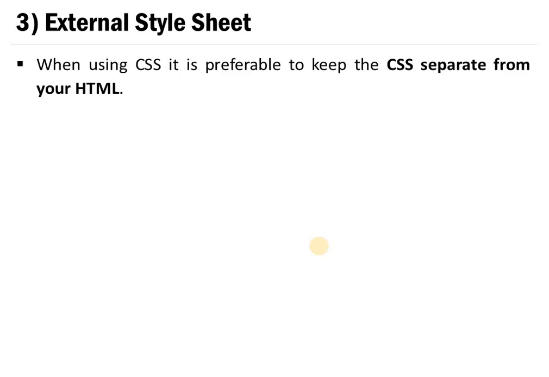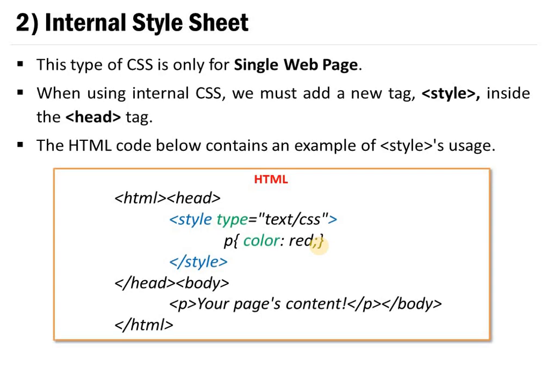Now, external style sheet. When using CSS, it is preferable to keep the CSS separate from your HTML page. Now look at this, for example. This is our internal style, and over here I have included it in just this page only, and I have set the property P, and color is red for the P tag. So in this page, wherever there is a P tag, the text of that tag will be displayed in red.